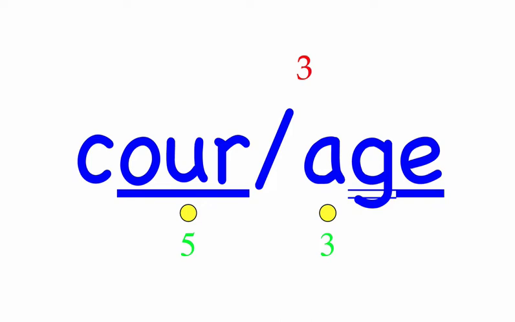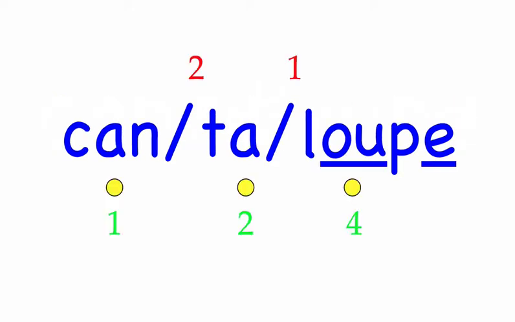Row 2. Cantaloupe. I like cantaloupe in the morning. Now for spelling, pronounce this word can-ta-lope. 3 syllables. First syllable can, 3 sounds. K, a, n. Tay, 2 sounds. T, a. Lope, 3 sounds. L, o, p. Can, tay, lope. Mark the word.